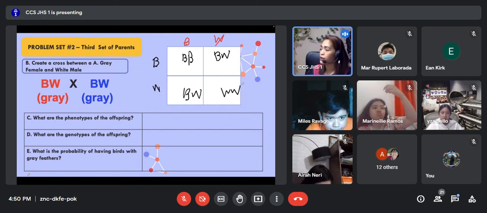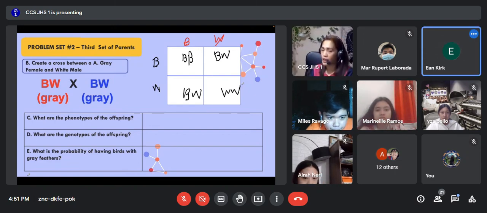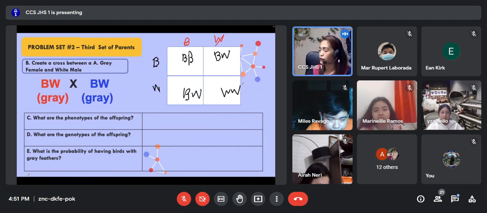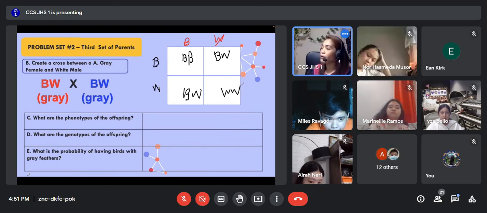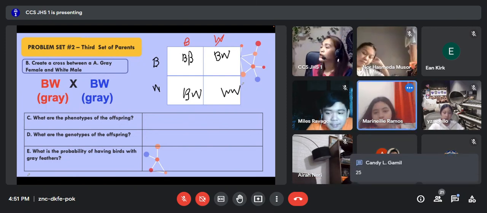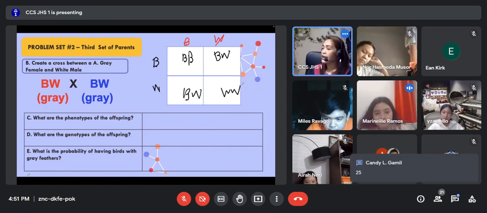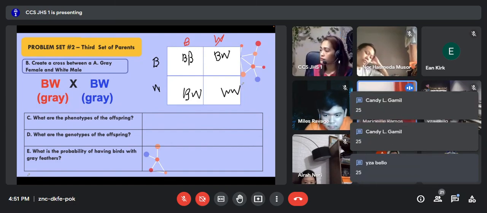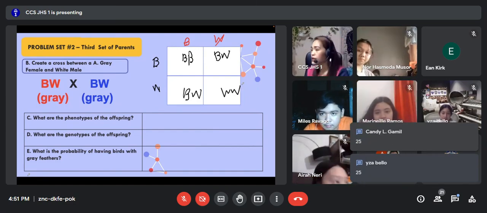So, what's the chance that the offspring will be gray? 50%. Okay, that's 2 out of 4. You can also say 2 out of 4. How about black? 25%, 1/4. Okay, 25% or 1/4. And how about white? 1/4 also. Okay, 1/4 as well.